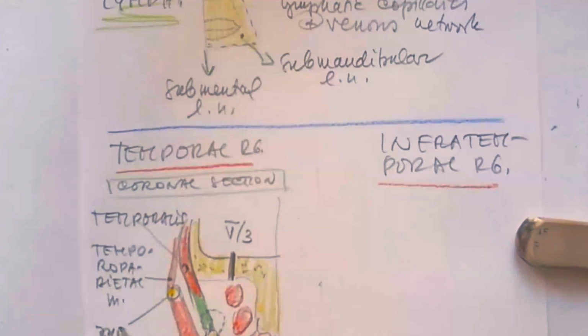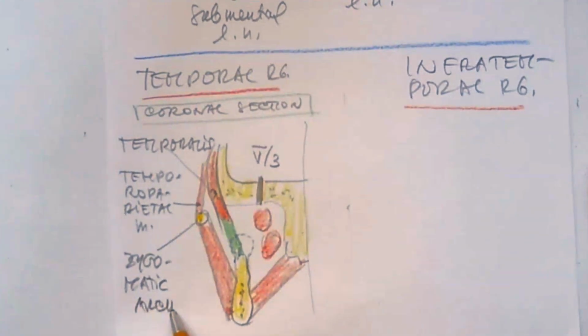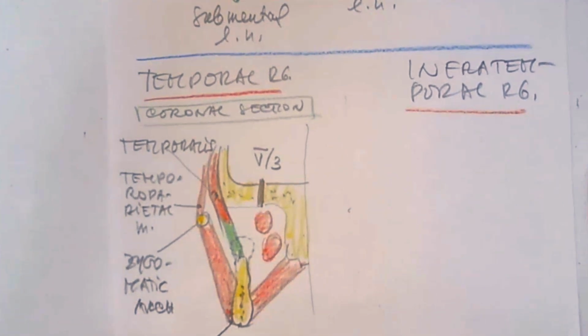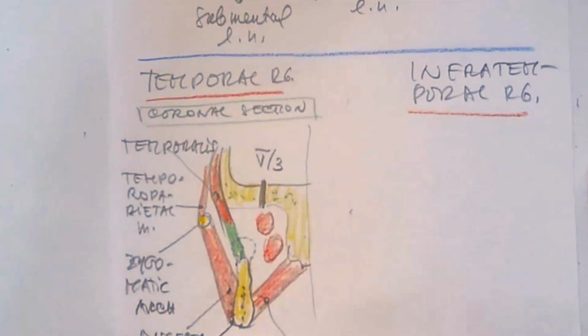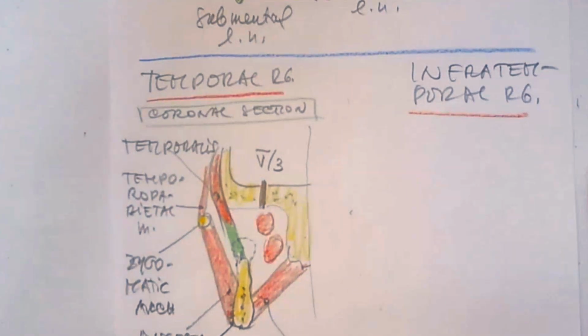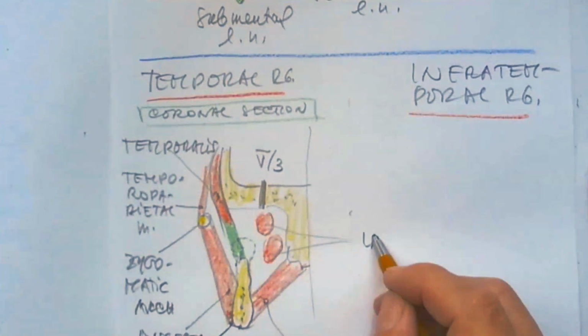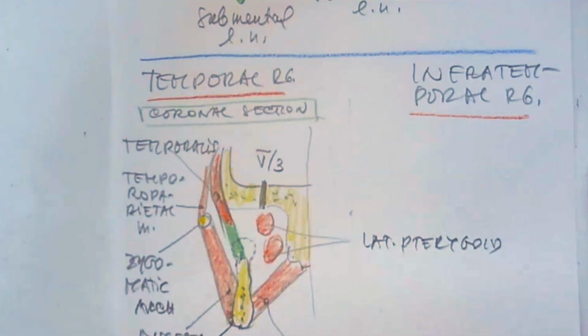Temporalis, temporoparietal, zygomatic arch, correct. Mandible, why not? Mandible. Masseter, laterally, masseter. Good. Medial pterygoid. You see how many nice structures are found. Pterygoid. Two heads of lateral pterygoid. Pterygoid, yes.